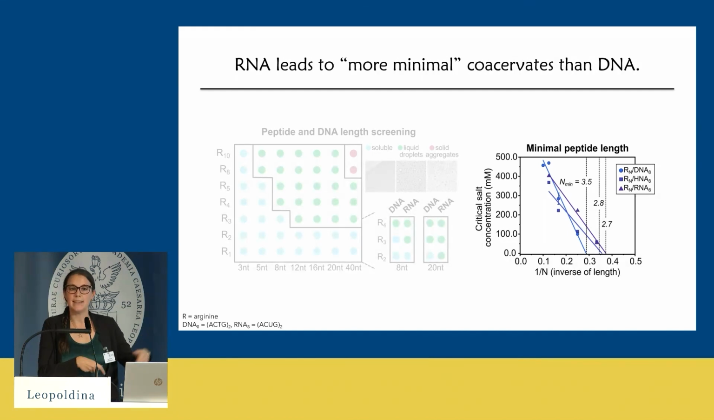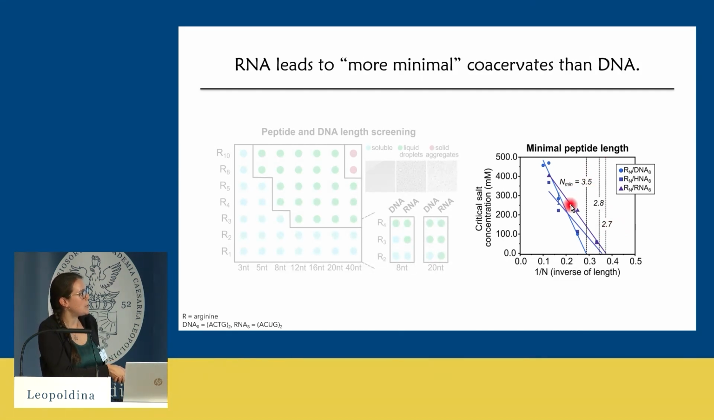We went to look at the minimal length that you need for an arginine peptide to form these coacervates. The number is much smaller, well, it's smaller for RNA. Minimum length of a peptide is 3, than for DNA, where the minimal length of the peptide is 4.